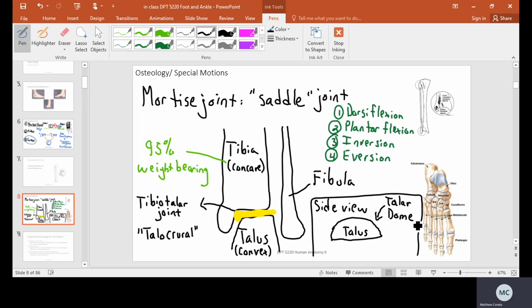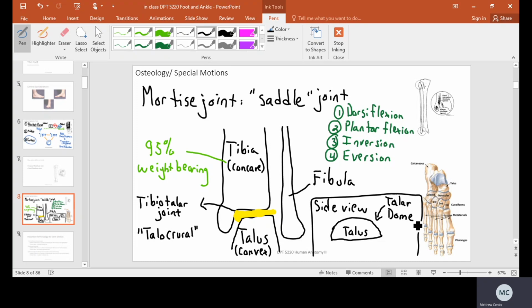Now, what about inversion and eversion? Will my knee position potentially influence my foot and ankle position? The screw-home mechanism can have a little bit to do with it, absolutely. Let's dial it back one step though, no pun intended.